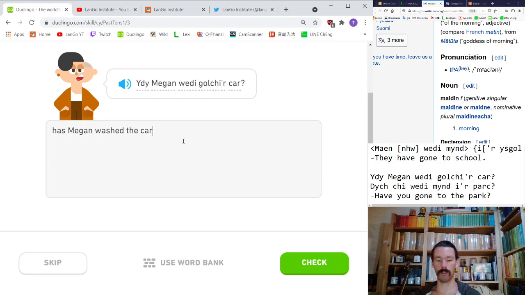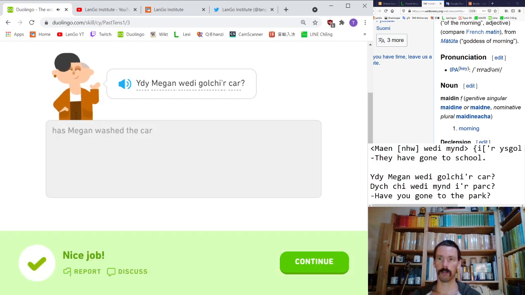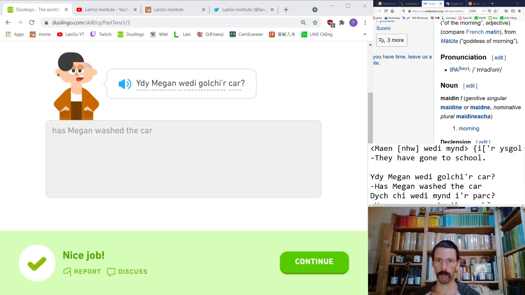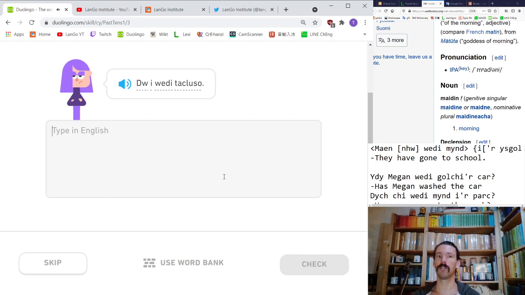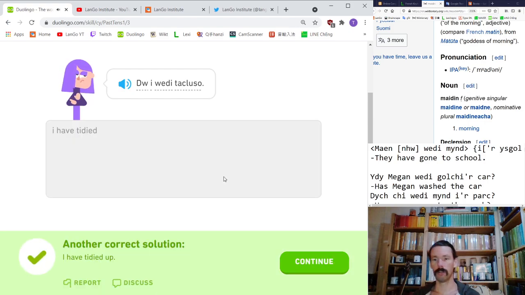Does Megan wash the car? Dwi wedi tacluso. Tacluso, interesting. I have tidied. It says eto and yet. Yep, they share two thirds of the letters. I agree. As if it were a matter of debate.